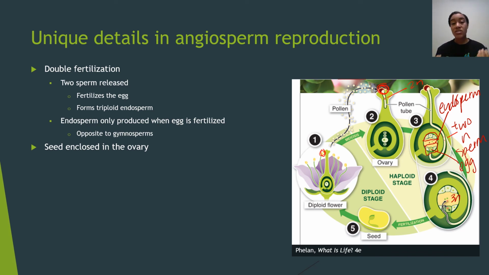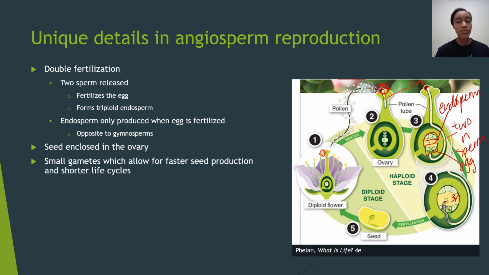And then once the seed is mature, it will be released into the environment, and if it falls into some nutritive soils, it will develop into a new mature diploid plant. Scientists have found that angiosperms have smaller gametes than gymnosperms, and this has allowed them to undergo faster seed production and also have shorter life cycles. So you can have an angiosperm that will go through its complete life cycle from birth to death, if you will, within a year, whereas you do not see this happen in gymnosperms.